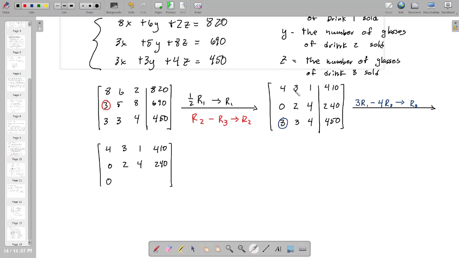Now again, 3 times row 1. So 3 times 4 is 12. 4 times 3 is 12, so we have 12 minus 12 is 0. 3 times row 1 would be 3 times 3, and 4 times row 3 would be 4 times 3. So 3 times 3 is 9. 4 times 3 is 12. So we have 9 minus 12, negative 3. 3 times 1 is 3. 4 times 4 is 16. So we have 3 minus 16 is negative 13. 3 times 410 is 1230. 4 times 450 is 1800. So we have 1230 minus 1800 is negative 570.